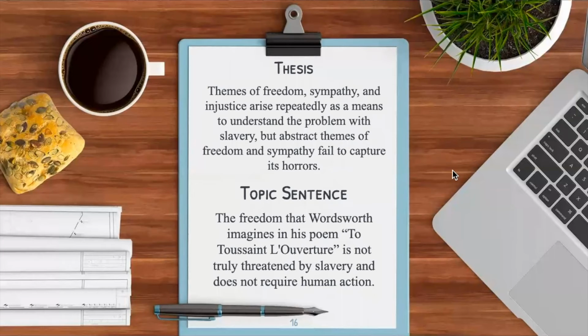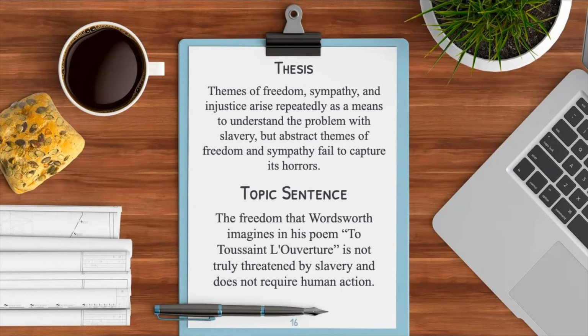Here we have an example. Remember our example thesis that we're using. Our topic sentence is, the freedom that Wordsworth imagines in his poem to Toussaint Louverture is not truly threatened by slavery and does not require human action. How are these connected? What is this student going to argue in this paragraph?